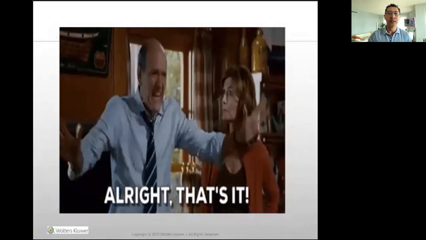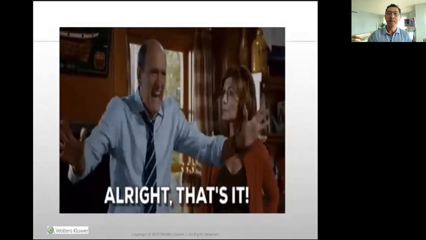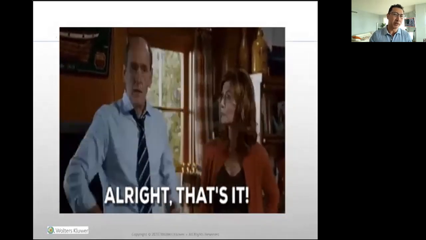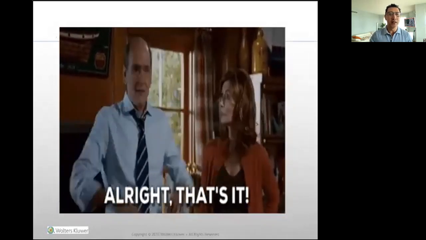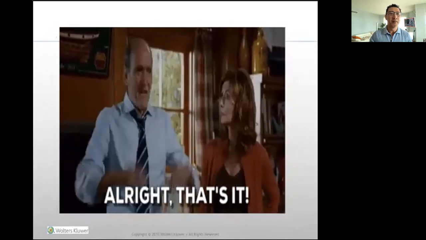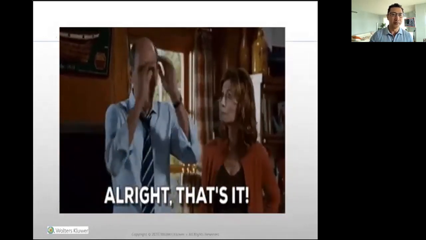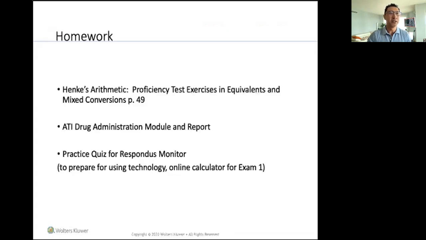There's some homework. Do the work. Practice. And I know a lot of these are simple, basic math, but keep doing it, keep chucking it, because I'm going to add on to it. Homework for this week: Henke's arithmetic, page 49, ATI drug administration, module and report.